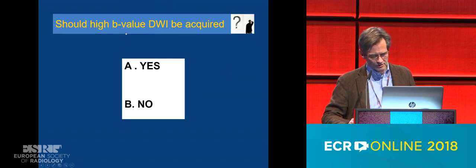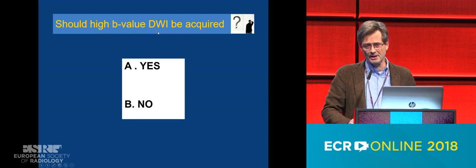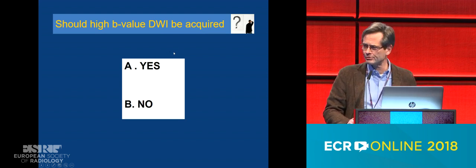So my next question: should we perform high b-value diffusion weighted imaging in this patient? Just two options, yes or no.